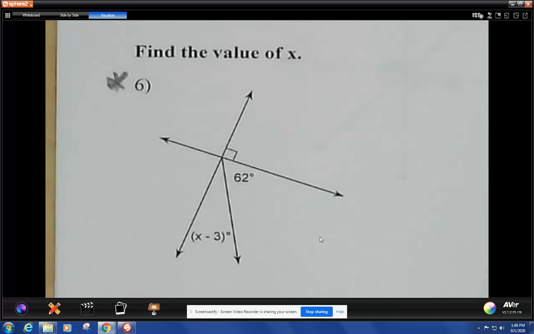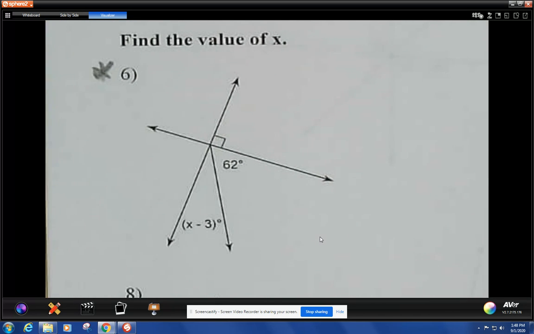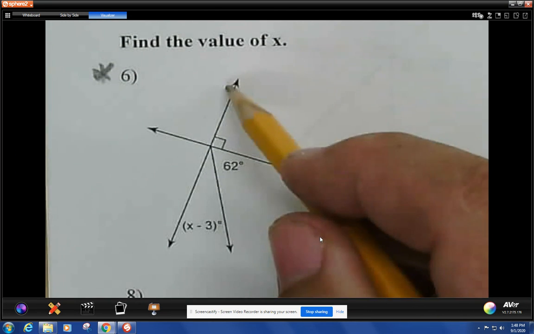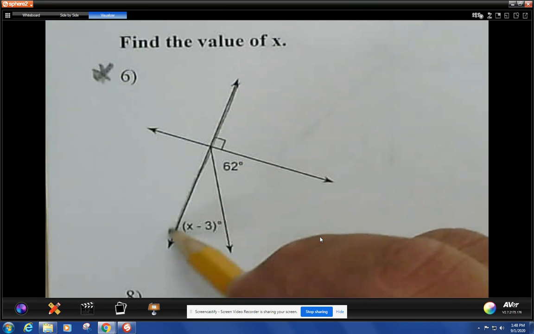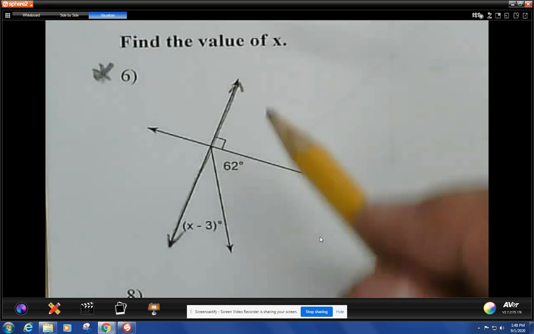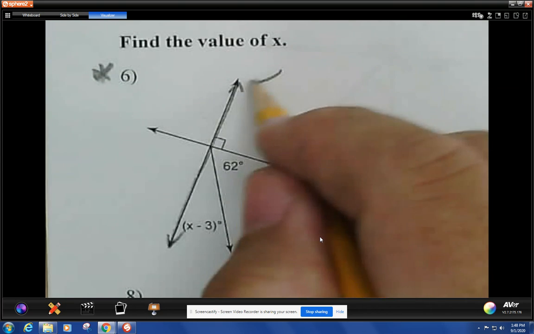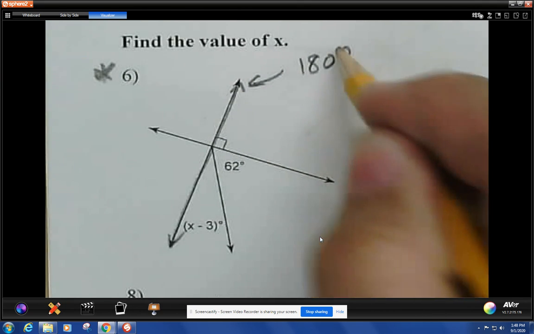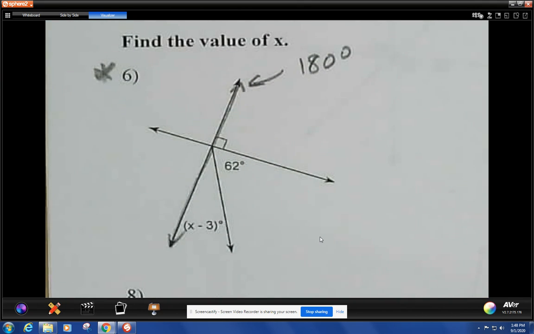All right, so let's move on down to number 6. Maybe a little bit more difficult because here it's asking us to find the value of x. We always kind of get scared when we see this. What I want you to notice is you see that there is a straight angle right here. Okay, we know that a straight angle should be 180 degrees, right? So a straight angle is 180 degrees.